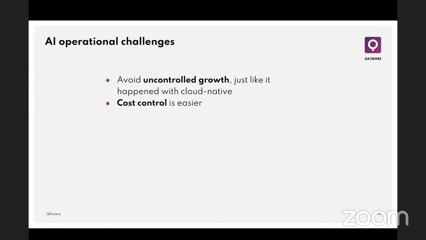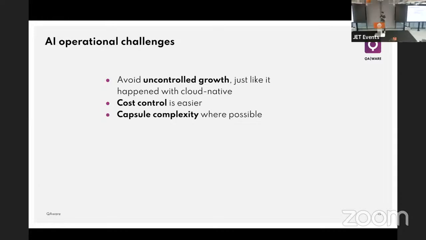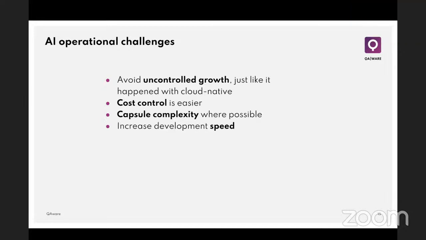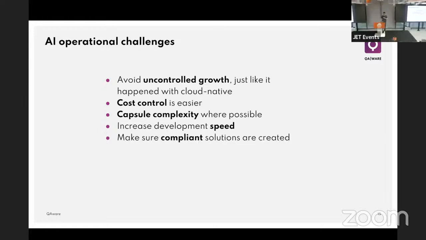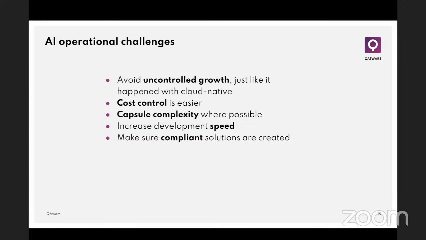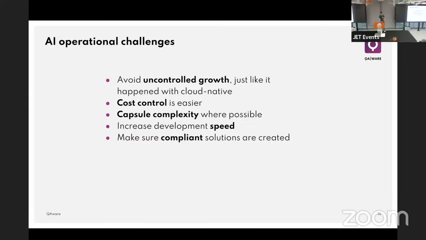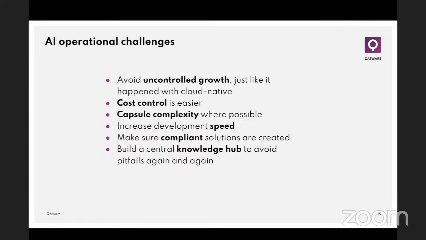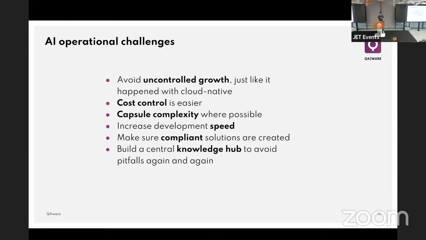You want to have the cost control, or a problem is the cost control. You want to encapsulate complexity, so the same idea as an IDP. You want to increase the speed, or you have problems with the speed, depending on how we phrase this here. And yeah, you need to be compliant. You want to have some kind of knowledge hub.